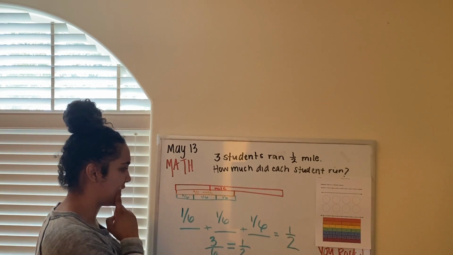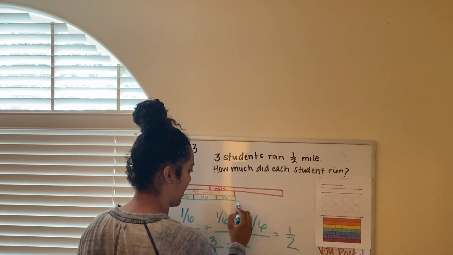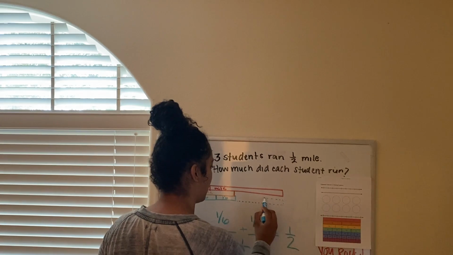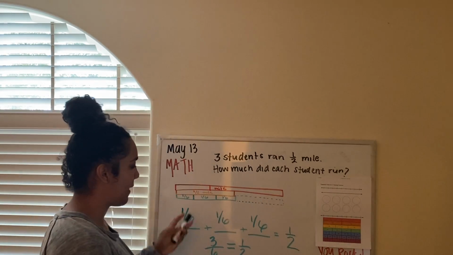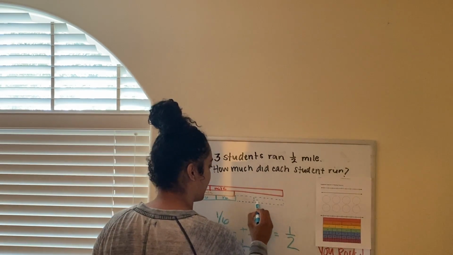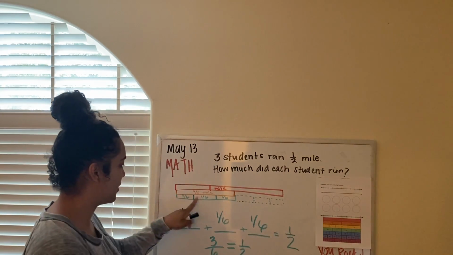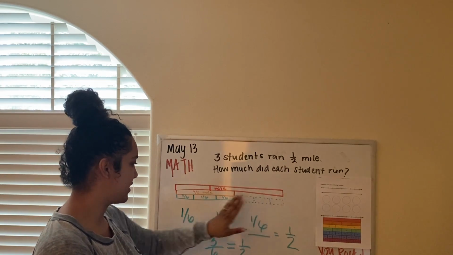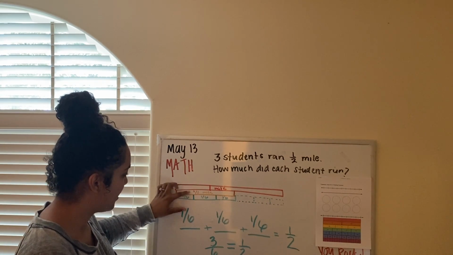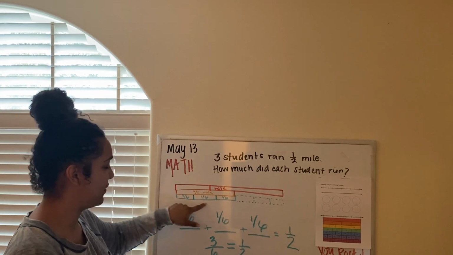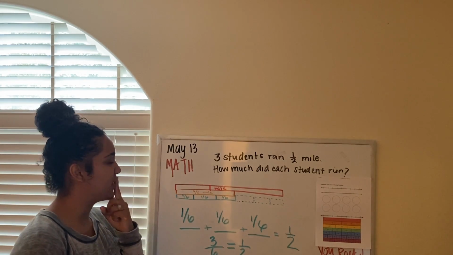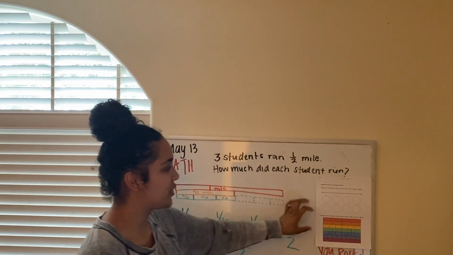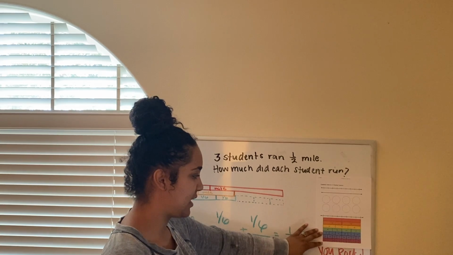So one of the ways that I thought about it is, if I kept going and kept pretending like this was a full mile, like the students ran a full mile, I would know that it would take exactly 1, 2, 3, 4, 5, 6. So I know that 3/6 and 3/6 make 1 mile. That's one strategy that you can look at, is look at the relationship between the numbers and see if you can figure out.